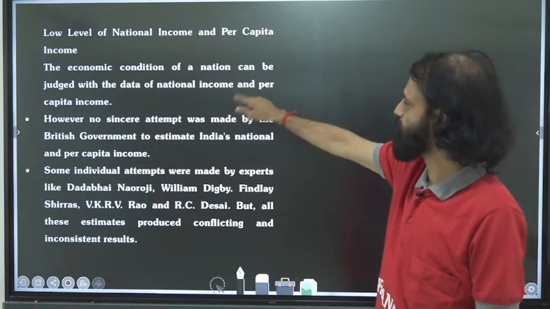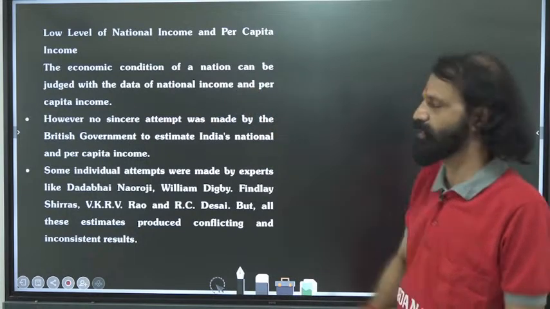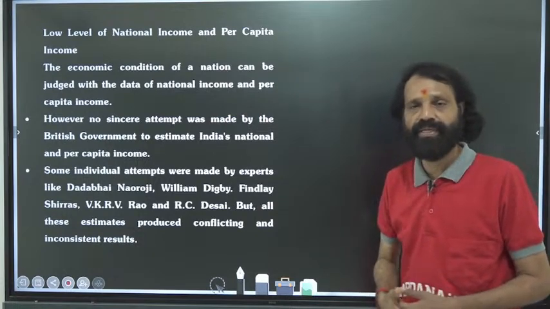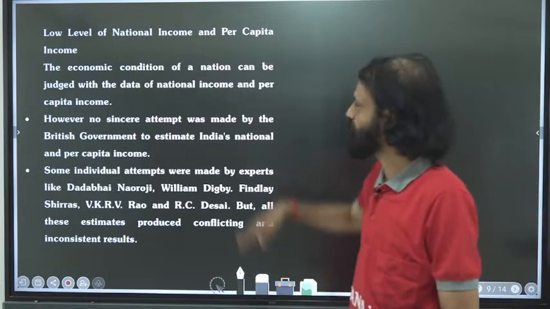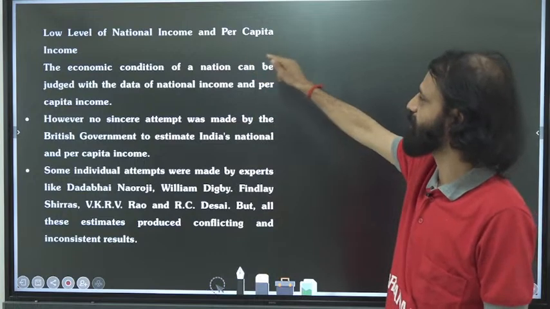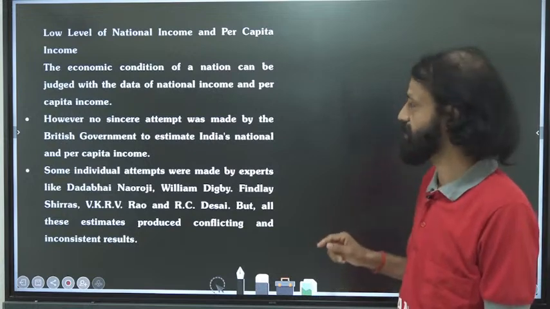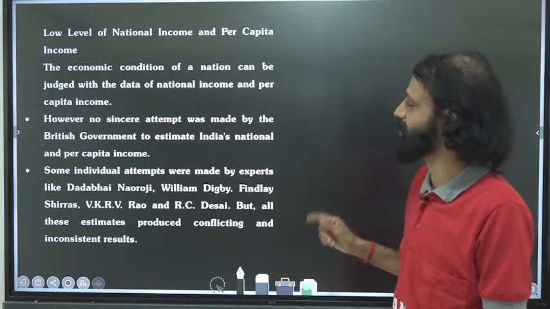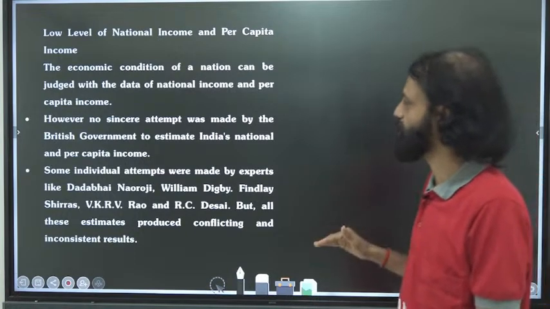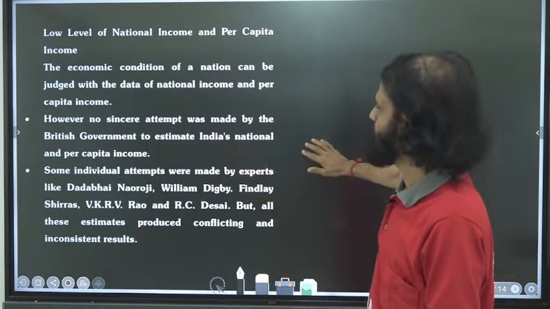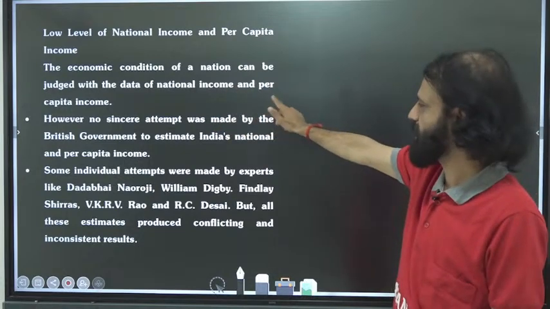The economic condition of a nation can be judged with the data of national income and per capita income. How do we come to know how a country is doing in the field of development? First of all, we want to study its national income and per capita income. When we see a country's national income and per capita income, then we will come to know whether that country is a developed, underdeveloped or developing nation.